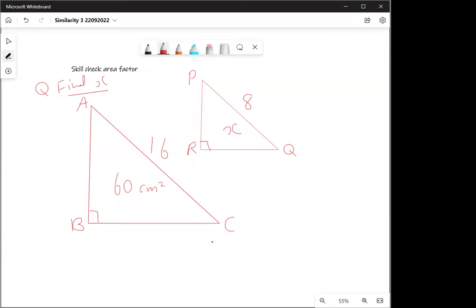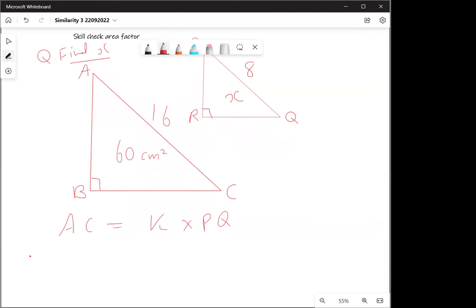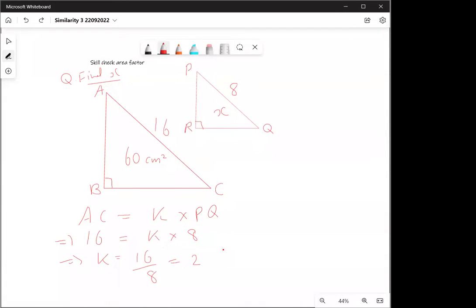Rachit, can you solve this question on your own? Sir, I'll try it. Is it not, we have to take first the AC and then PQ? Yes, and so AC is equal to K into PQ. I don't know what K is. AC is 16, I know PQ, so we'll find K. K will be 16 divided by 8. So the answer is 2. Clear? Any questions? That's the first step.